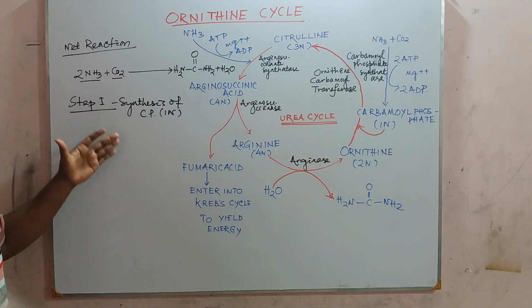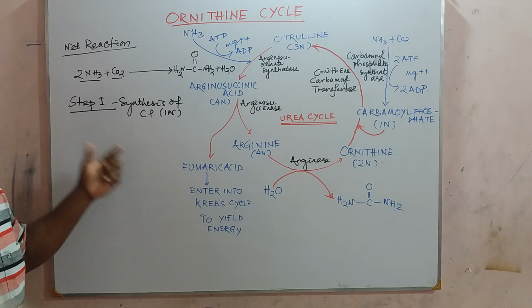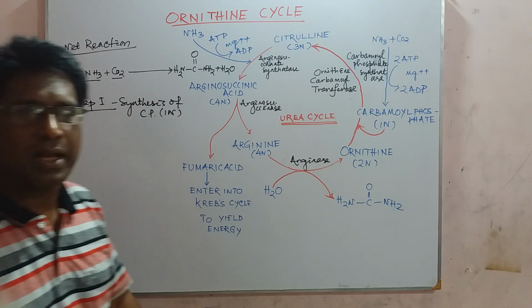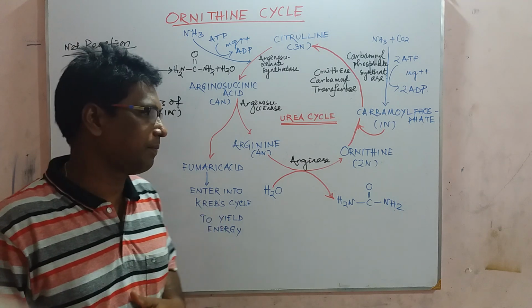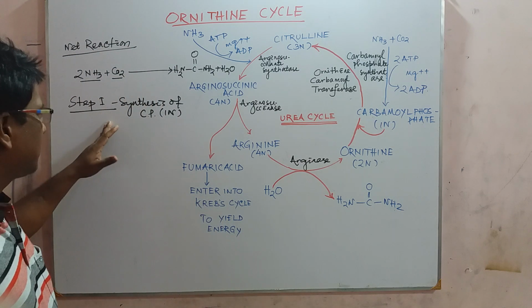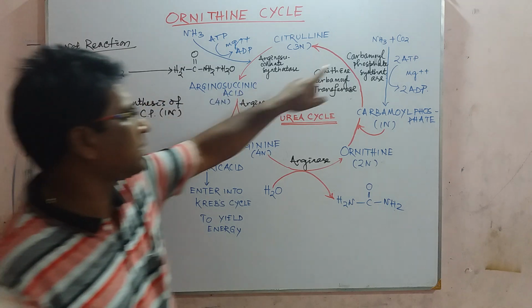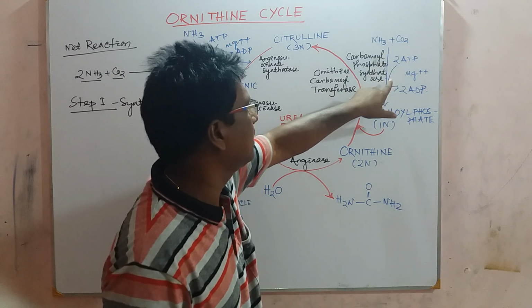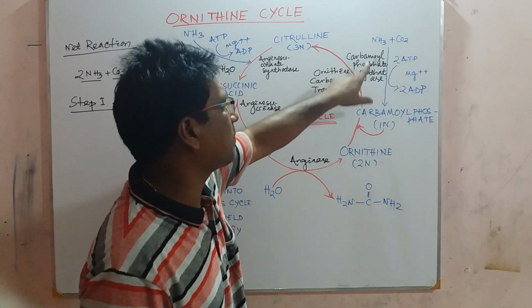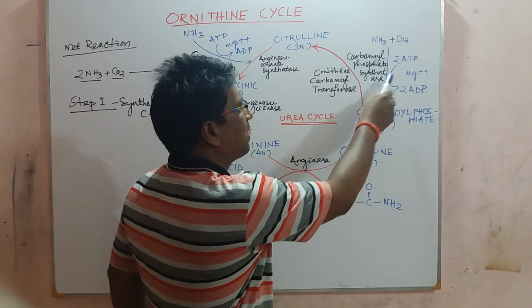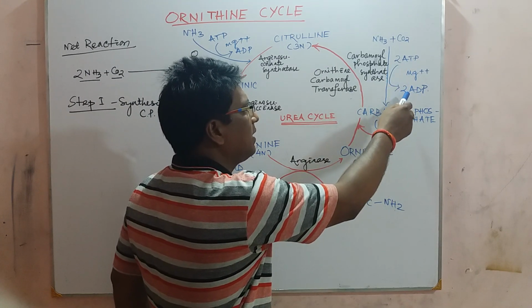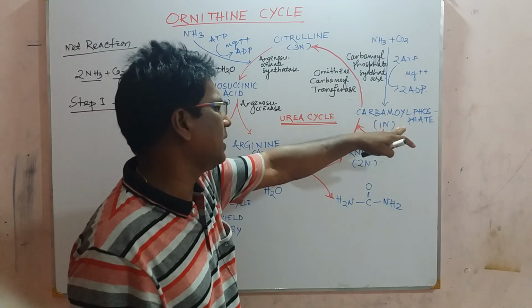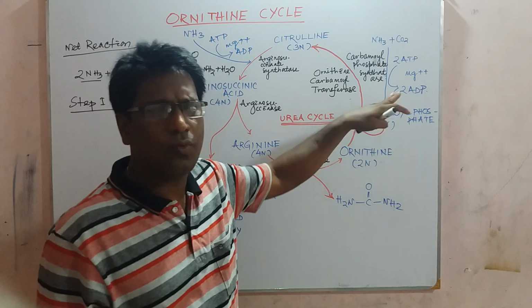As it involves 5 different steps to complete this process, step 1 is synthesis of carbamyl phosphate, that is 1N. For synthesis of carbamyl phosphate, a molecule of ammonia reacts with a molecule of carbon dioxide in presence of an enzyme, carbamyl phosphate synthetase, by utilization of 2 ATP in presence of magnesium, and it finally forms carbamyl phosphate, that is 1N.